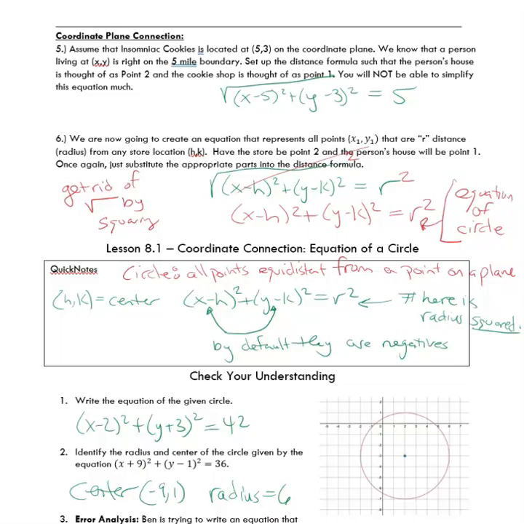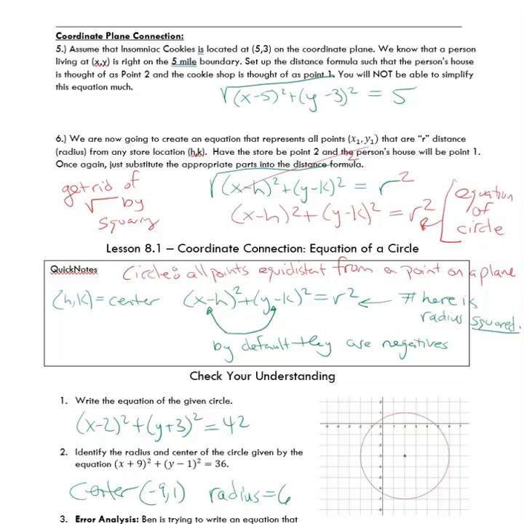Now we don't like to have that square root in our equation. So if I get rid of it by squaring both sides, you now have (x minus h) squared plus (y minus k) squared equals r squared. That is the equation of all possible circles.